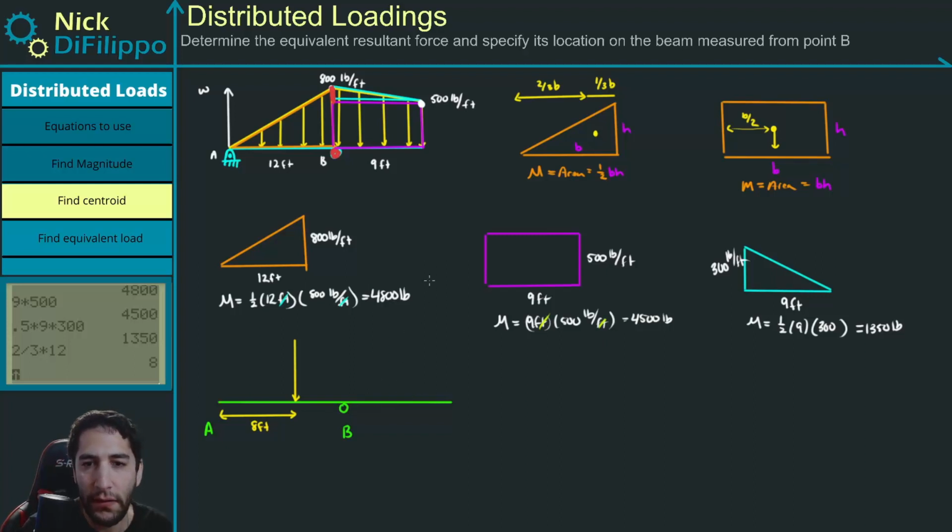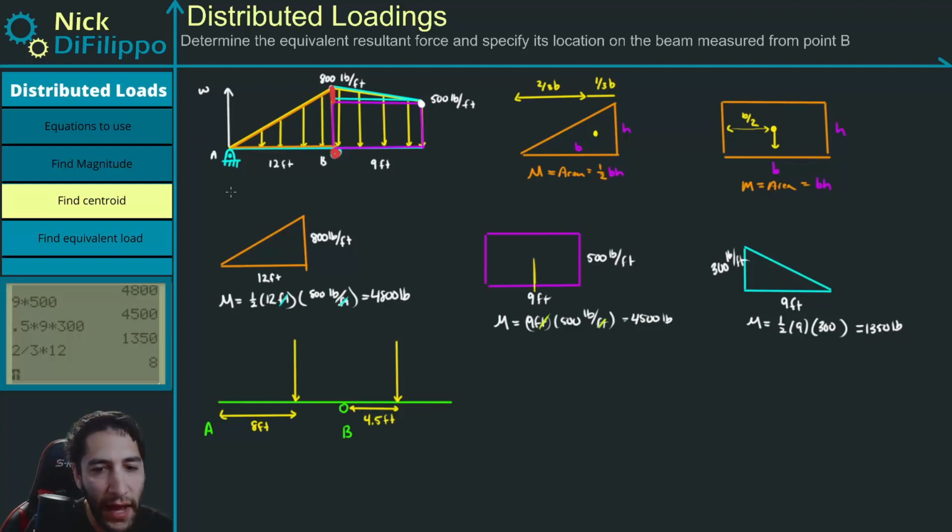Okay, now let's look at this rectangle right here. Well, we know that at the rectangle it occurs halfway through the rectangle. So we know this distance from B right here is going to be 4.5 feet.